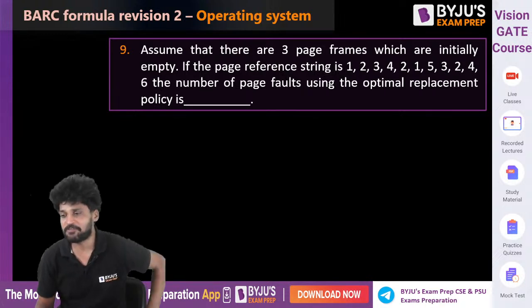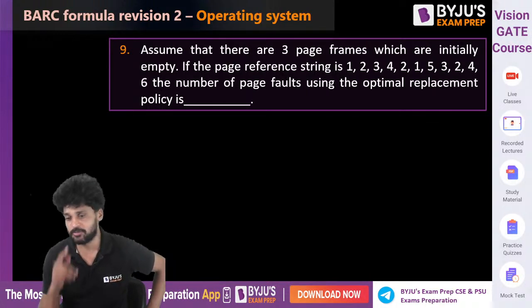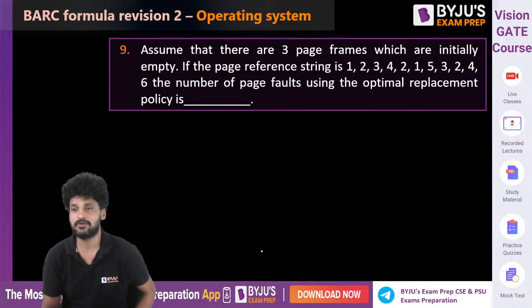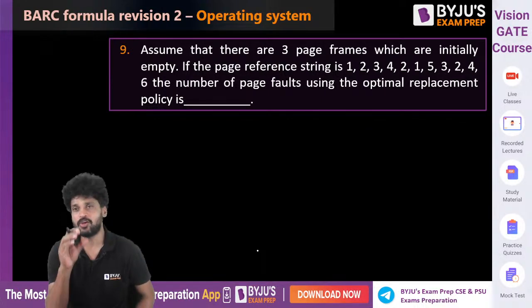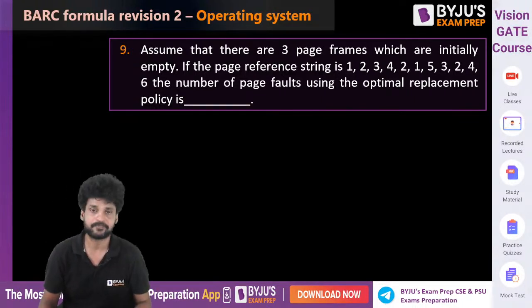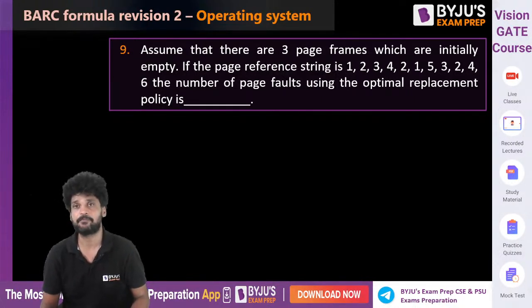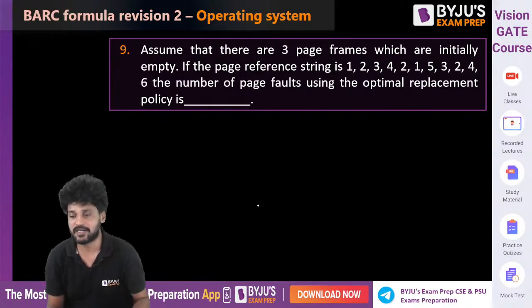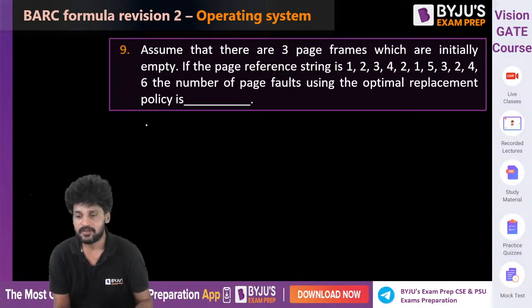Assume that there are 3 page frames which are initially empty. Now this is the numerical. We will solve it. If the page reference string is 1, 2, 3, 4, 2, 1, 5, 3, 2, 4, 6, the number of page faults using the optimal page replacement policy is, we need to calculate the total number of page faults in the optimal page replacement policy. What do you mean by optimal page replacement policy? In the optimal page replacement policy, the page which is not going to be referenced in the near future will be replaced. I will tell you right now. Now see how many page faults will occur.